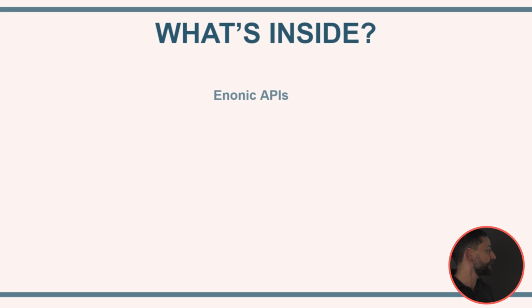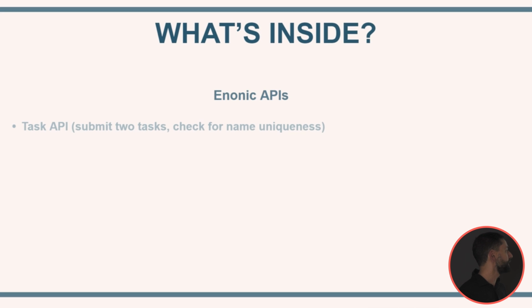Enonic APIs I mentioned, and those that we included, is the task API. So the starter would submit 2 tasks with the same name, and to showcase that we have a check for name uniqueness, because that's also something that a lot of people struggle with. Project API, I don't know if any of you have used that, but you can actually dynamically create content projects and repos. So we have an example for that.